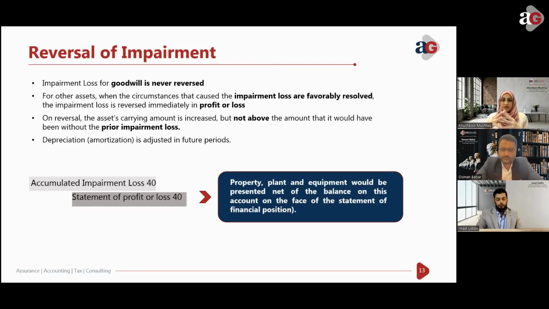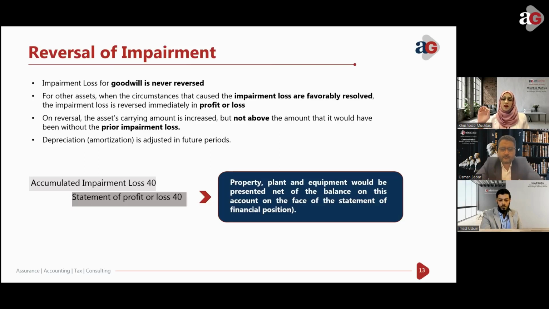On the reversal, the asset's carrying amount is increased. Obviously, in the previous example, we booked an impairment loss of 40, and our property, plant and equipment was reduced by 40. Now the standard allows you to increase it by 40, but you cannot increase the carrying amount to the amount that would have been if there was no impairment loss. Okay, so if you have booked an impairment of 40 only, you can only increase it by 40. You cannot increase it by 50 or 60 or forever.